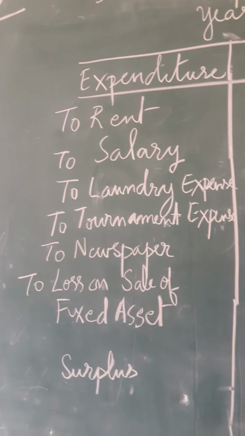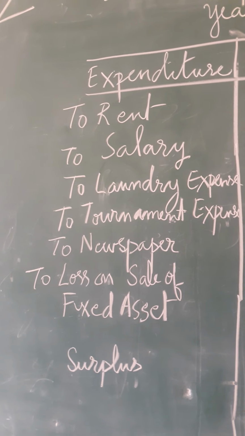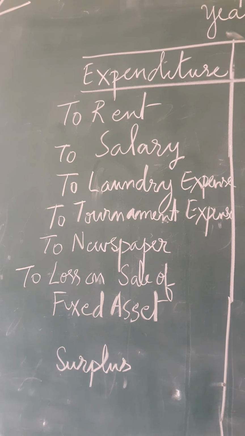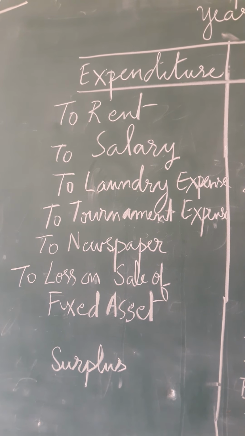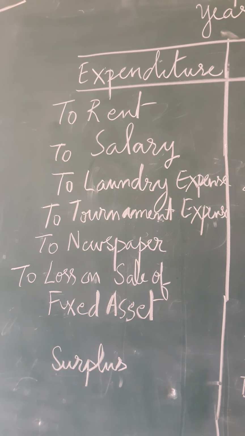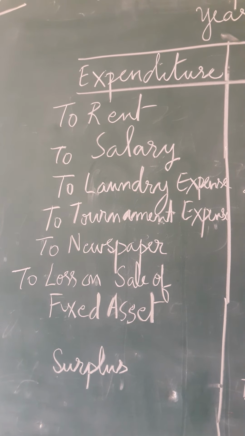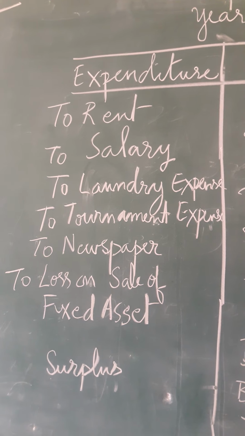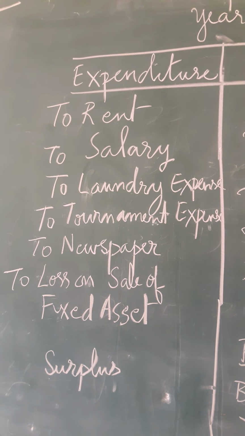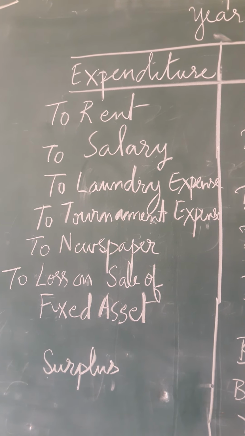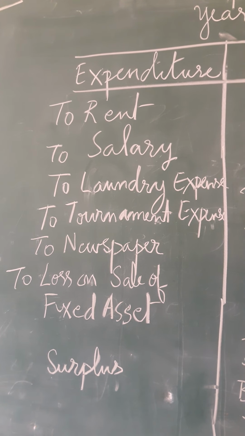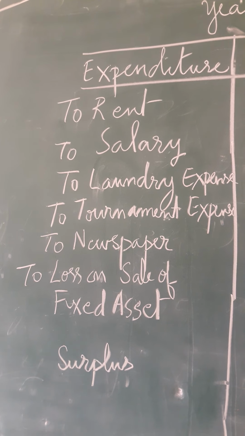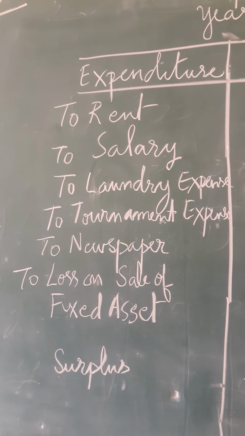Some of the usual expenditure that you already know are rent, salary, etc. But new expenses are also coming up. Since it is a club, there can be washing expenses of clothes which fall under the category of laundry expenses. Similarly, if clubs, schools, etc., are holding a tournament, expenses is also an expenditure. Buying of newspapers and magazine is also an expenditure.